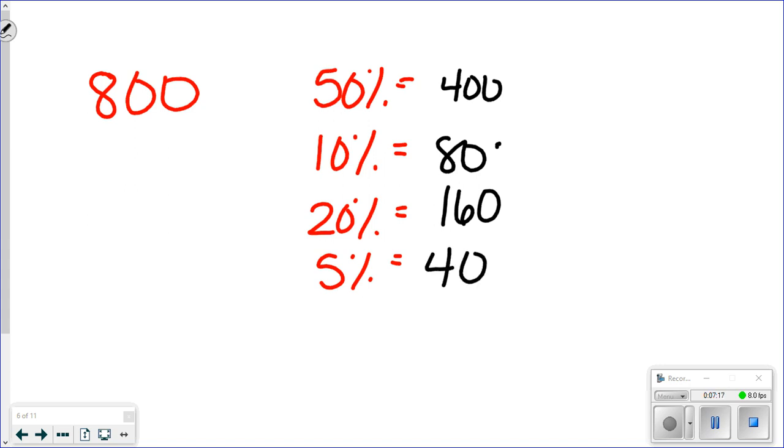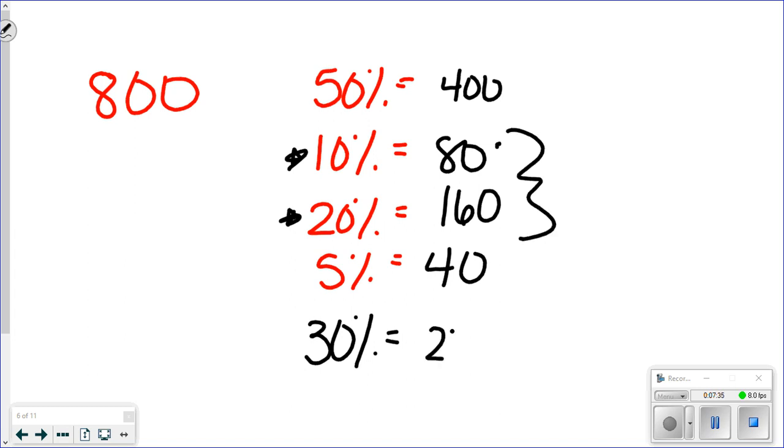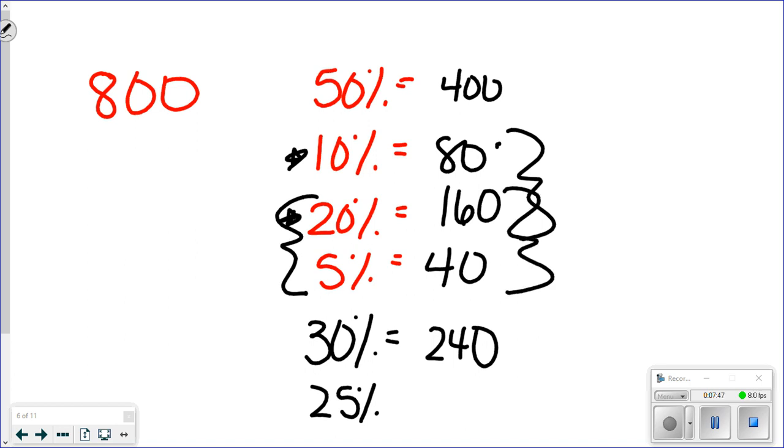Now let's say I want to find 30%. There's a lot of ways that I could find 30% here. I could add my 20% and my 10%, because 10% plus 20% is 30, so that means I'm just going to add these two. So that would be 240. Let's say I want to find 25%. 20% plus 5% would be 25%, so that means I'm just going to add these two then, which would be 100 and 200 actually.